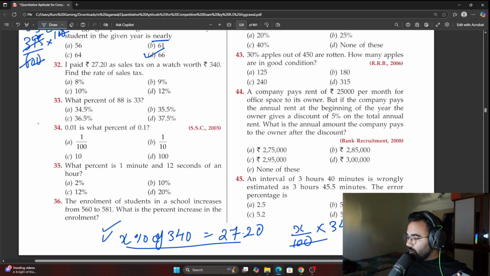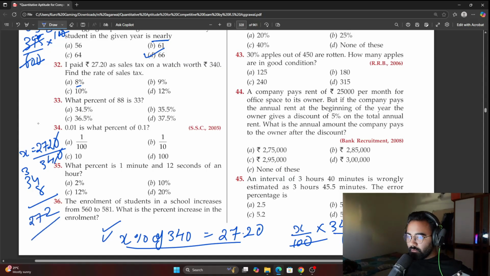So 340 goes over to this side, so I can write this as X is equal to 2720 upon 340. 0 is cut over here. Now I think let's try 34 8s. 8 is also given in the option. 8 4s are 32, 8 3s are 24, 24 plus 3 is 27. So I think 8 is the answer.